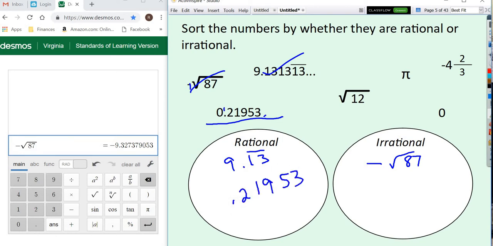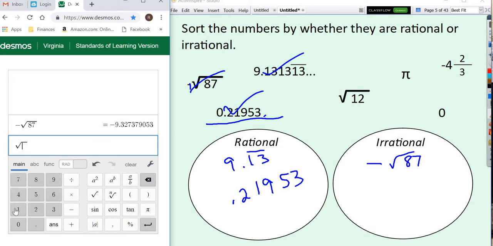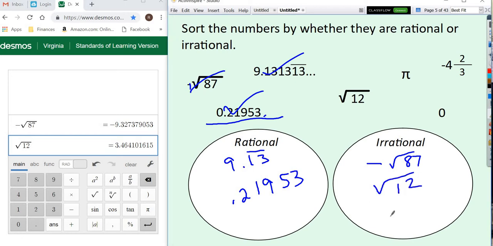The next one we're going to look at is the square root of 12. So the square root of 12 gives us a number that goes on and on forever with no pattern. So again, it's irrational. Pi is the poster child for irrational numbers. So we know where that goes. 0 is definitely rational because it is a whole number.